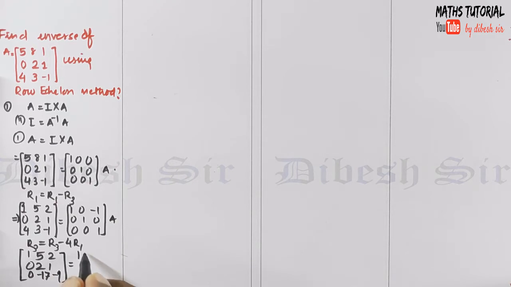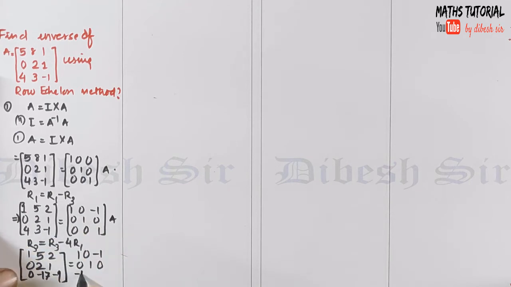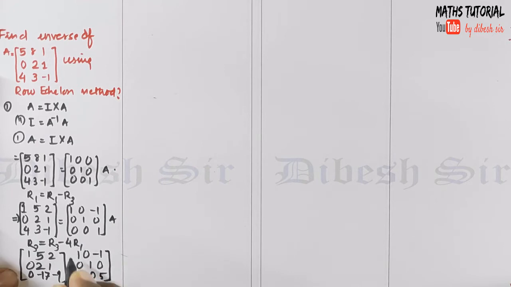Now 1, 0, minus 1, 0, 1, 0. Now 0 minus 4 times 1 is minus 4. 0 minus 4 times 0 is 0. 1 minus minus 4 times 1, that is 5, into A.